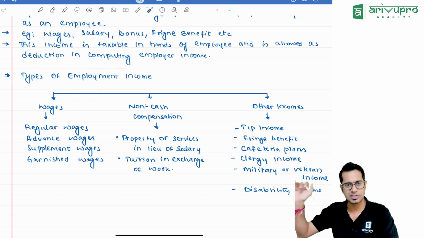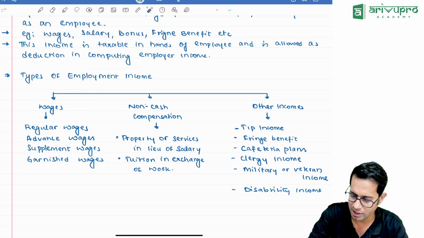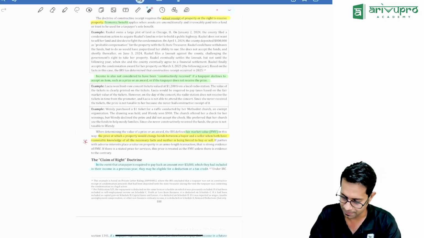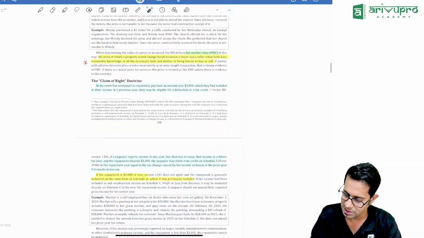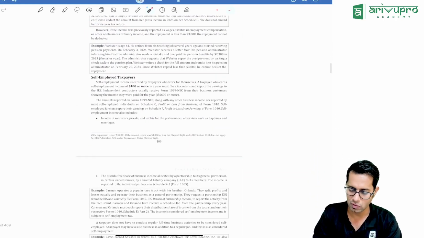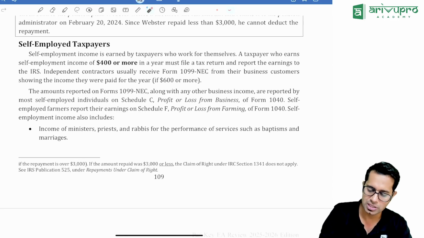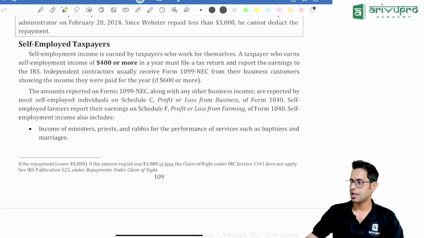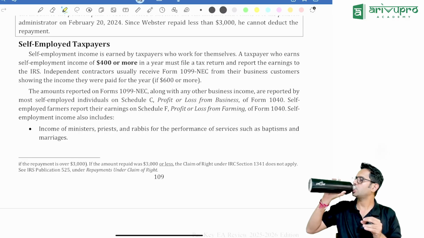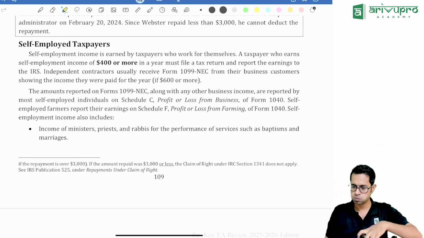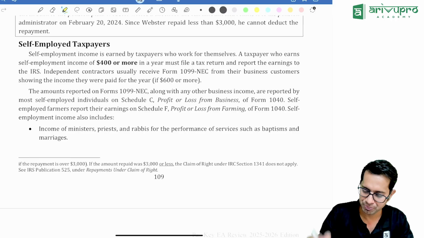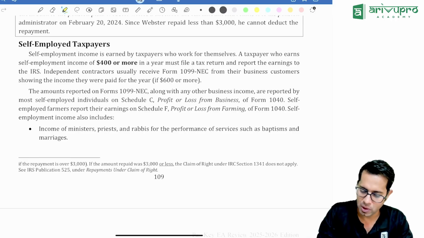There are a few more points which I have not noted down over here. Now we will first discuss what we have completed. In our previous class we studied till the doctrine of claim of right, and now we have to start discussion on self-employed taxpayers. Who is a self-employed taxpayer, sir?